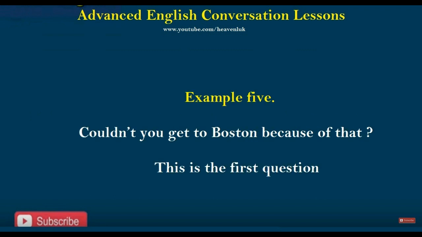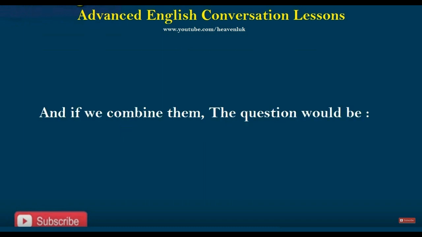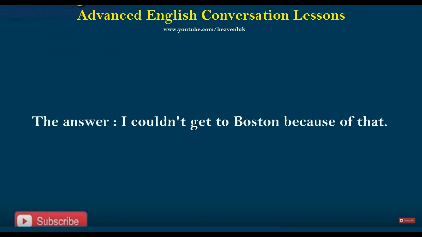Example 5. Couldn't you get to Boston because of that? This is the first question. Question 2, why? And if we combine them, the question would be, why couldn't you get to Boston? The answer, I couldn't get to Boston because of that.